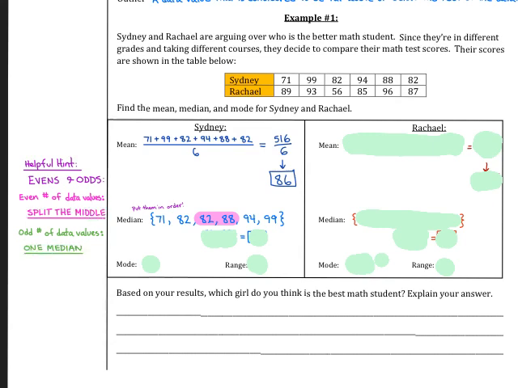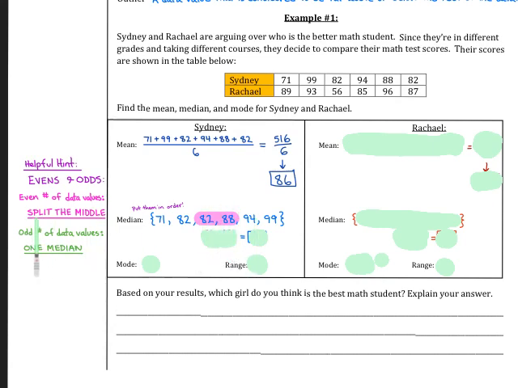All right, so over on the side here, helpful hint, evens and odds. If you have an odd number of data values, there's only going to be one median in the middle. But if you have an even number of data values, like we do here, we have 6 data values, so there's 3 on this half and 3 on this half. There's not a single value in the middle. There's actually 2 values in the middle.